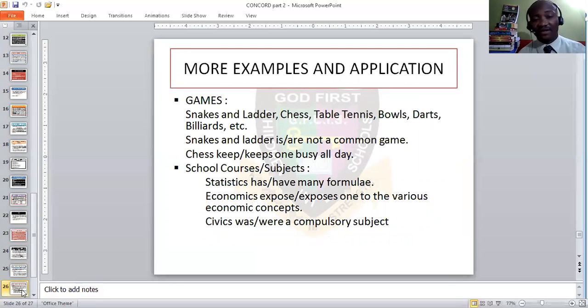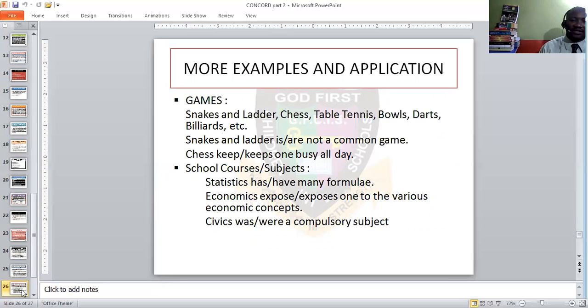We can also find those singulars that confuse. Those singulars that confuse. Yes, if it is singular, confuses. I'm trying to apply Concord in my spoken English. I say those singulars that confuse. Singulars, plural. Confuse, plural. Singular, confuses, singular. Games: Snakes and Ladder, chess, table tennis, darts. Snakes and Ladder is a common game, of course.